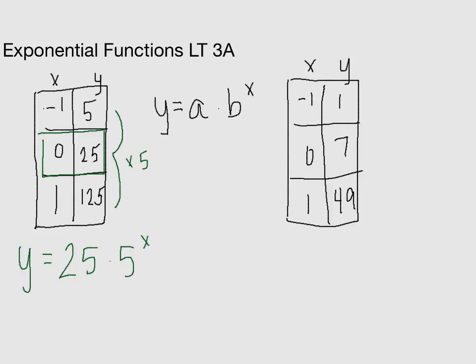Looking at my second graph, I try and find my y-intercept. My y-intercept is with my 0 for my x, so y equals 7 times, I go from 1 to 7 to 49, so I multiply by 7. So times 7 to the x is my equation.